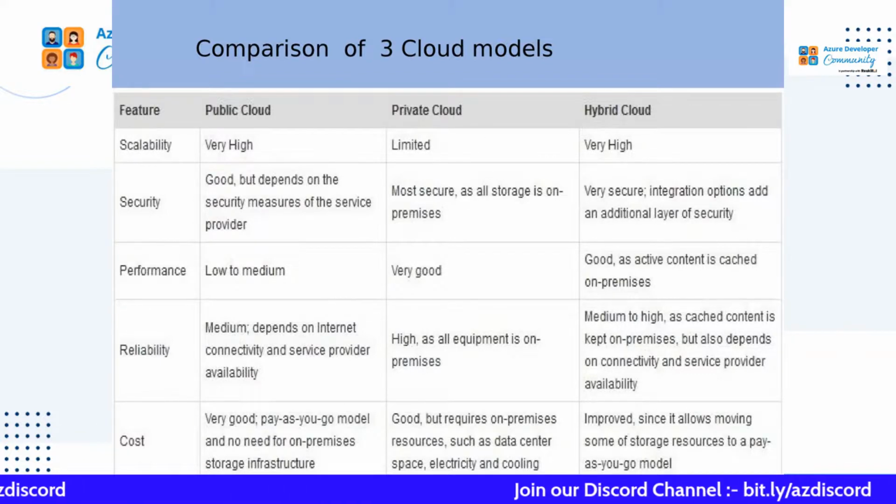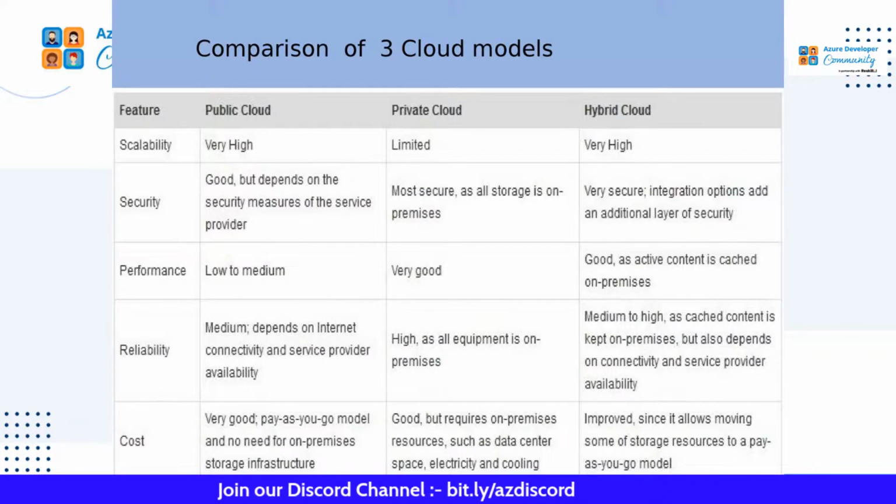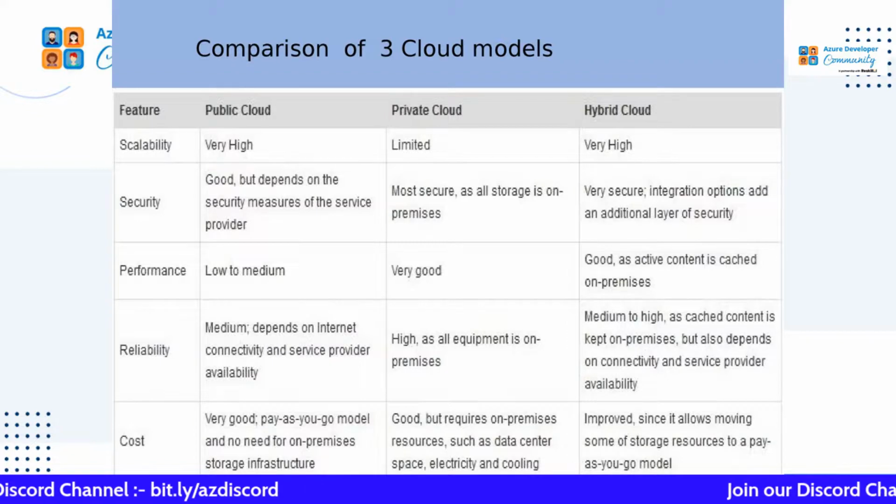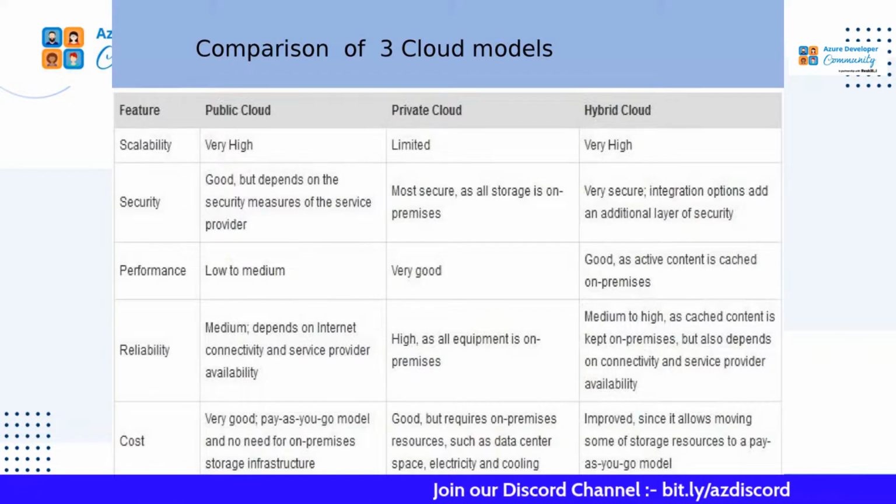Cost. Public cloud is available to everybody, so it is cheap and affordable to everyone. When you come to private cloud, that's an on-premise network, and it's difficult to maintain. So the maintenance cost goes too high for the private cloud.